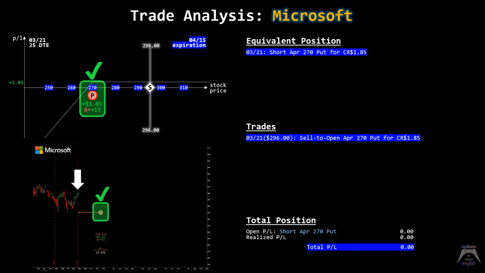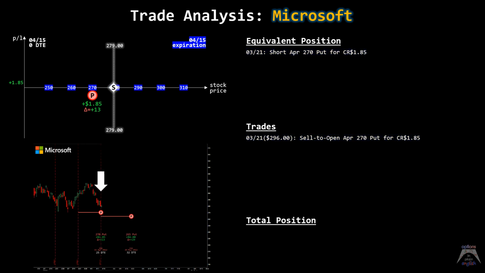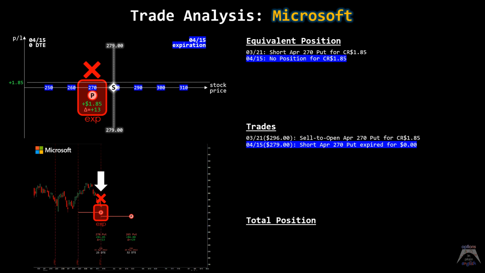Later on, our short April 270 put expires out of the money, so this leaves us with no position, and with a total cumulative credit of 185, which is also reflected as part of our total position.